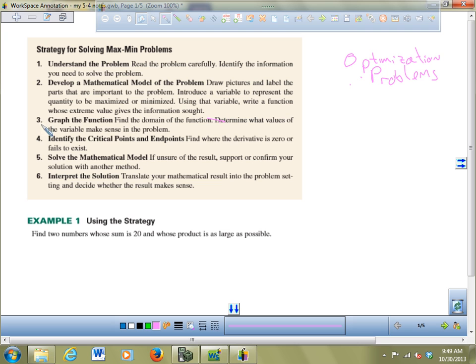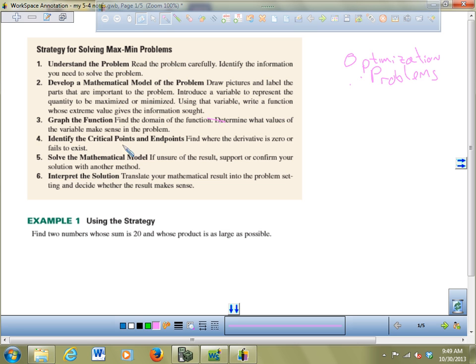So then they tell you to graph the function, find the domain of the function, and determine the x values that make sense. A lot of times you will get an answer to a problem that doesn't make sense, and you have to throw away that answer. You'll see that in a couple problems. So you have to pay attention to the domain of the function.